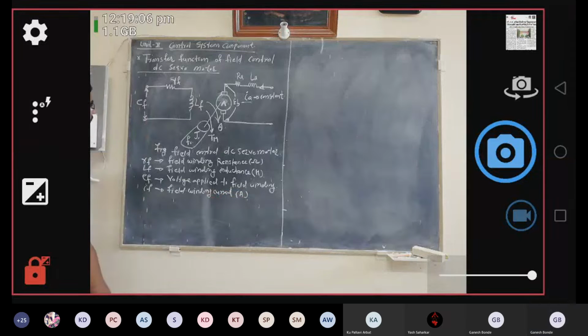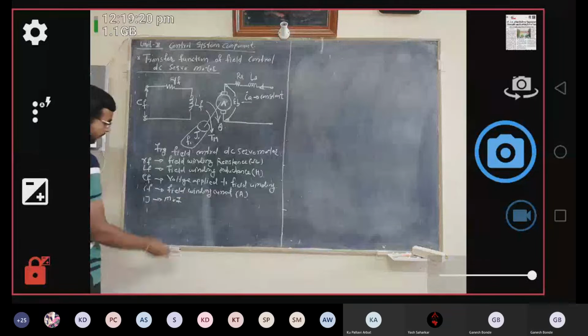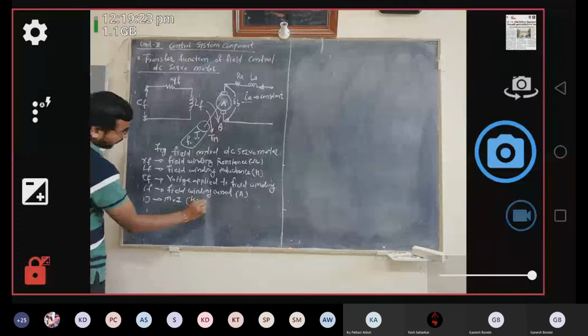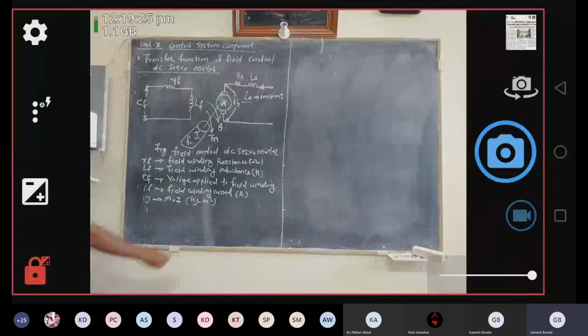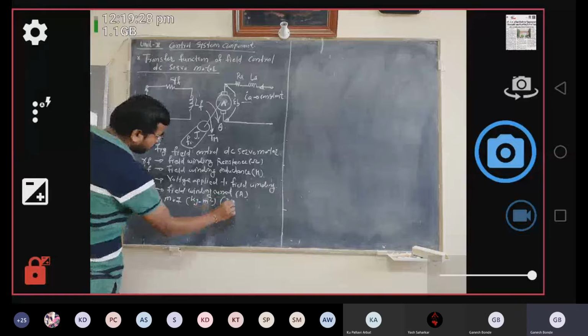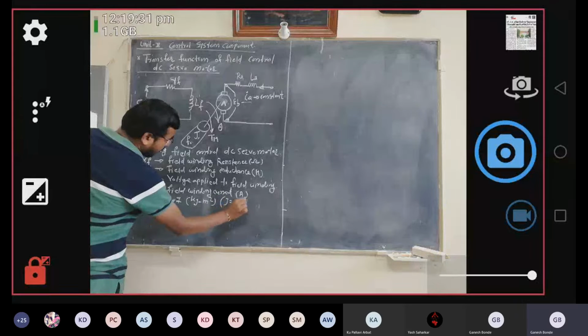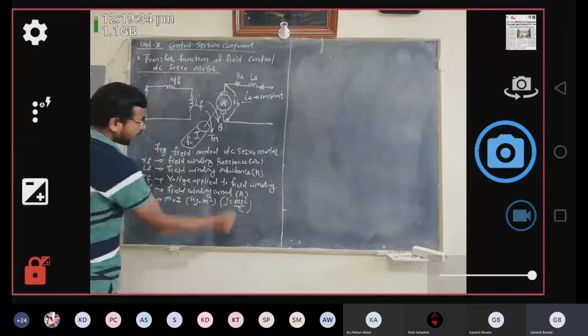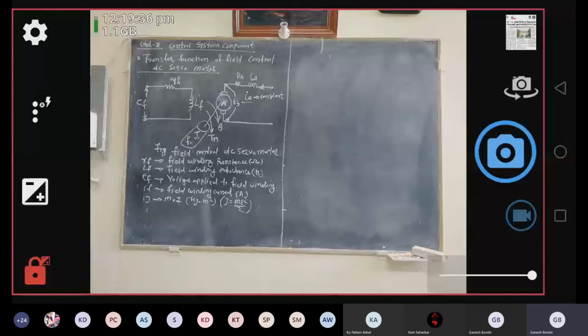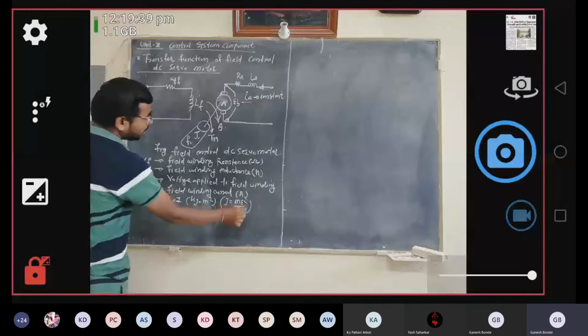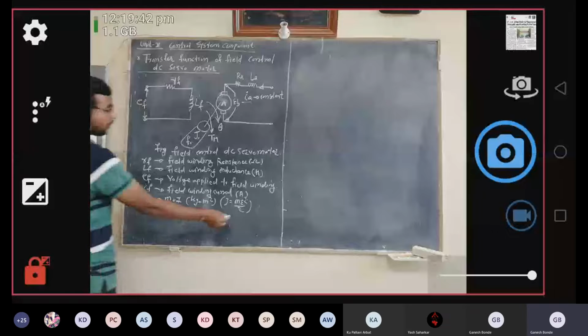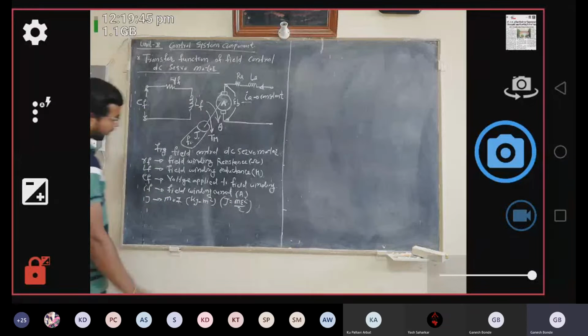Then define J is moment of inertia. What is the unit of moment of inertia? That is kg meter square. In the practical case, we can determine it by J is equal to m r square by 2. What is m? M is the mass of your armature and r is the radius of your armature. So by using this value, we can determine the moment of inertia.